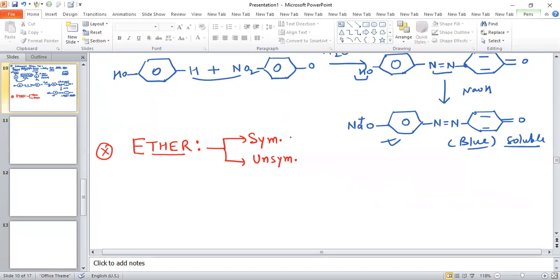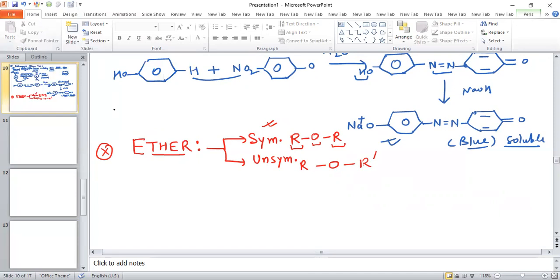See, how is symmetrical ether? If R, O, R, if across the oxygen atom the nature of the alkyl groups is the same, then it is symmetrical ether. And if around oxygen the nature of the alkyl groups is not the same, like R dash, then it is unsymmetrical ether.